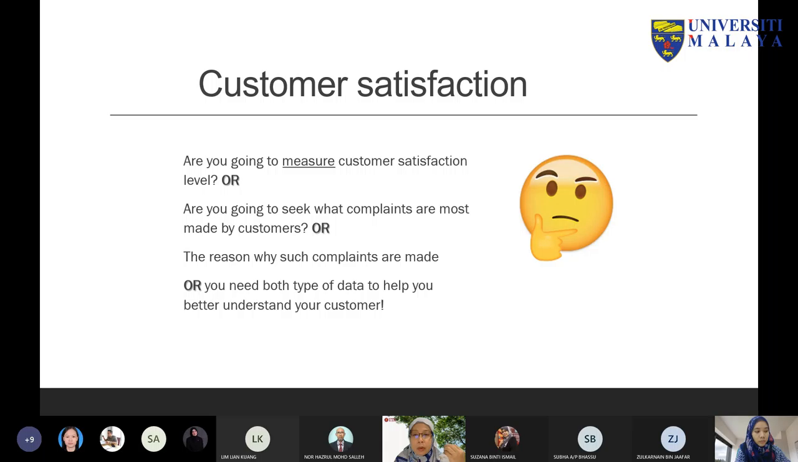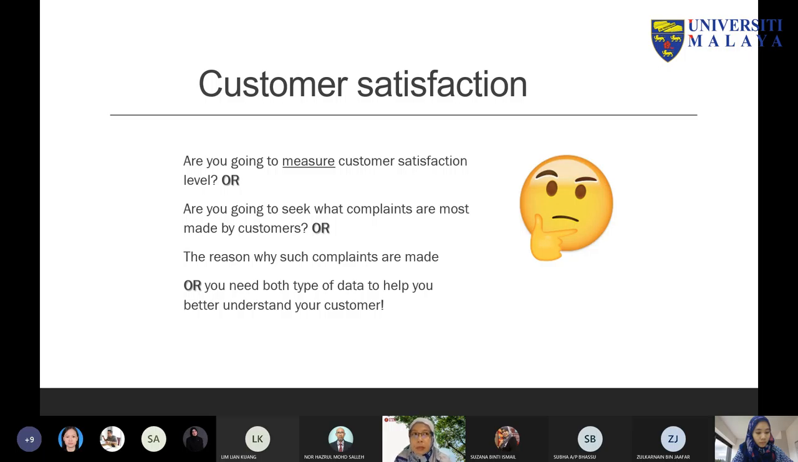If, for example, you want to do research about customer satisfaction, are you going to measure the customer satisfaction, or are you going to see what complaints are most made by customers, or the reason why such complaints are made? If you're going to measure, you need quantitative data, while if you're going to understand and explore the reason why, you need qualitative data. Some might go to the extreme of quantity, some to the extreme of quality, or you might have both. If you want both, you might need both types of data, quantitative and qualitative, to better understand your customer.